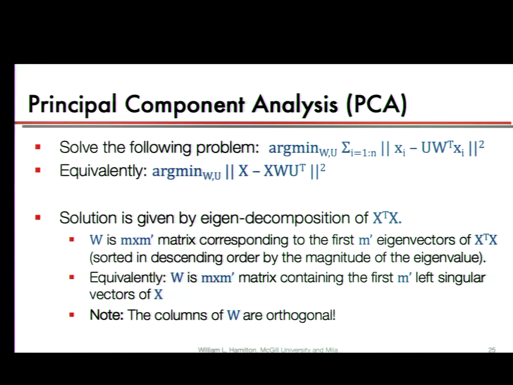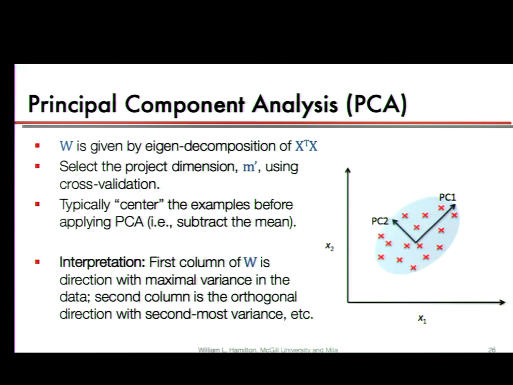In general, when you're doing X transpose X, that matrix is not going to have complex eigenvectors because it is symmetric and positive definite. Great question, though.